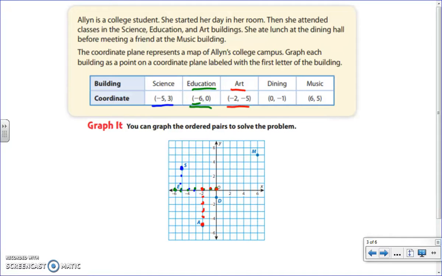0, negative 1, again, another one with a 0 coordinate. That means this time we're actually going to start here and we're not going to move anywhere left and right. We are only going to move up and down negative 1. In this case, that is down. You can see that they put dining hall there.